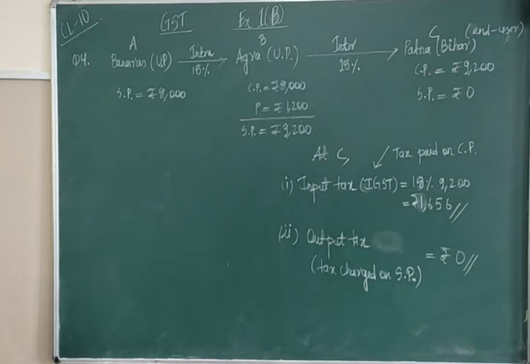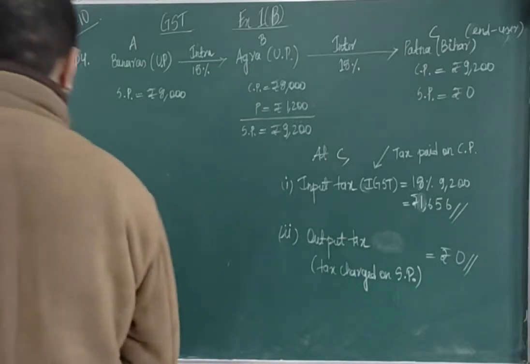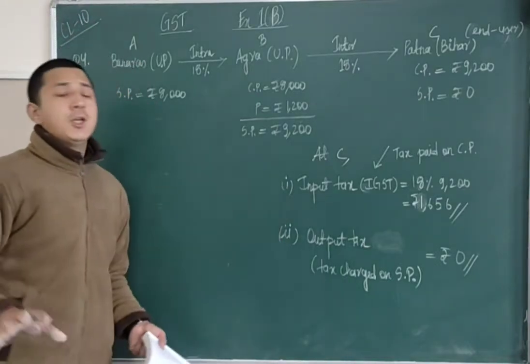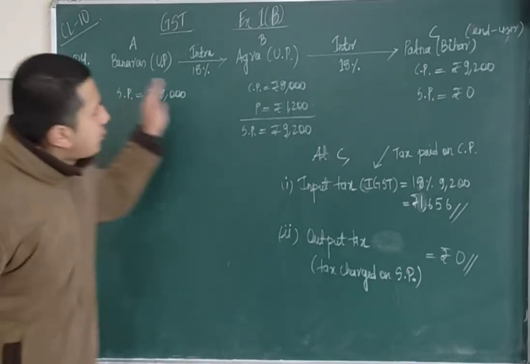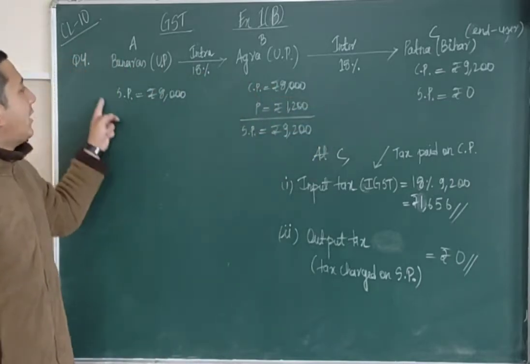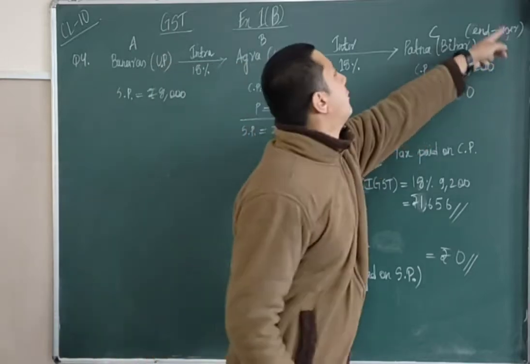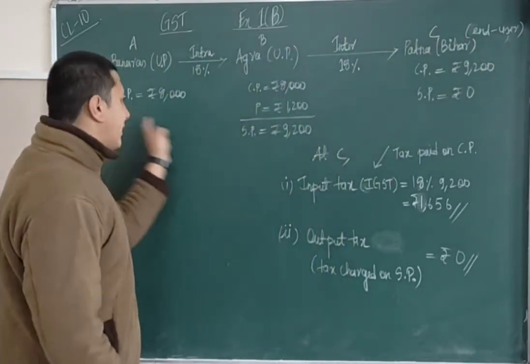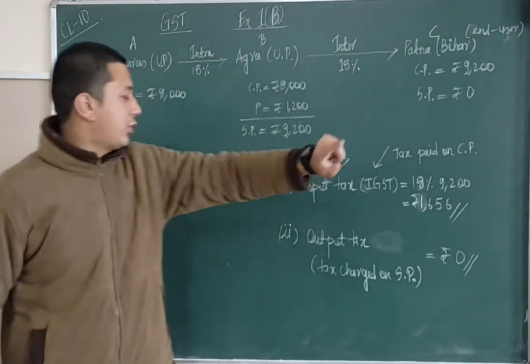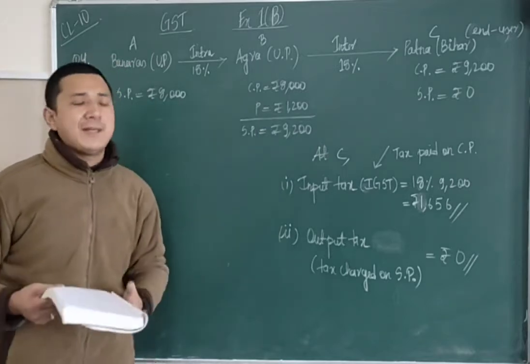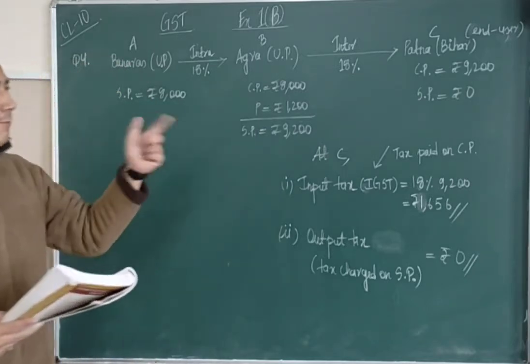Alright, let's proceed with question number 4. Again, first, please read the question properly and try to make this flowchart first. Then automatically you'll be clear with the question, and then I'll tell you what we need to find. For the time being, I'm reading the question.